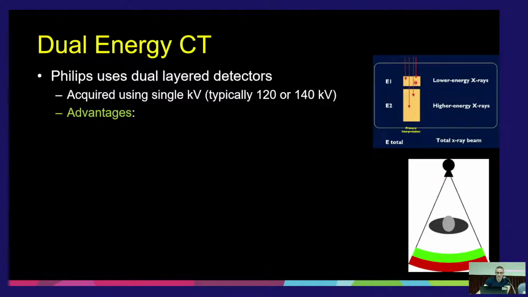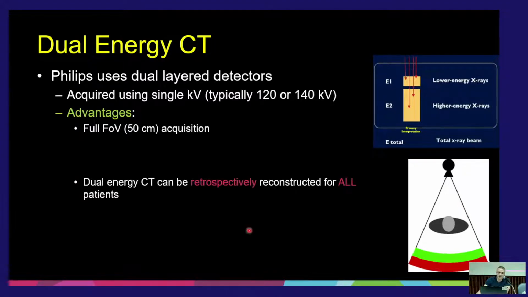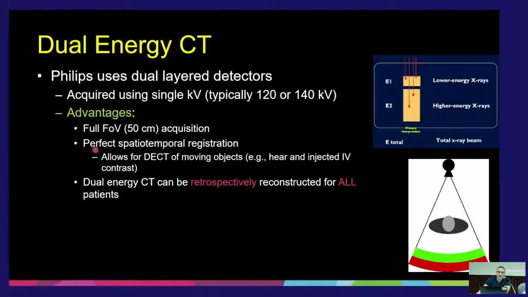And then, so the photons come here, the low energies get absorbed here, the high energies get passed through and get absorbed on the second detector. So effectively, once again, they can do 50 centimeter imaging. But effectively, they're only using one kV, either 120 or 140, typically 120. So they're actually not switching. They're not doing anything with two different kVs. It's just one spectrum. But because they can separate out the high and low energy, they're able to get perfect spatial temporal registration. So they have no problems aligning the anatomy because they require perfectly spatial temporally coincidental.